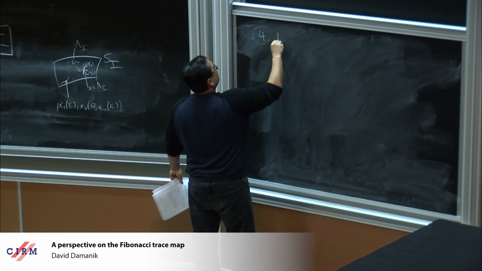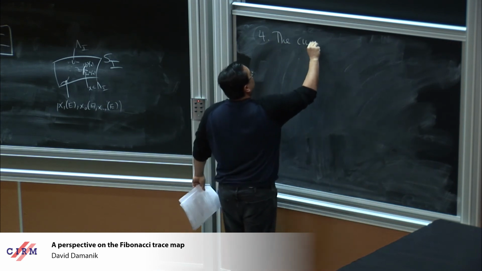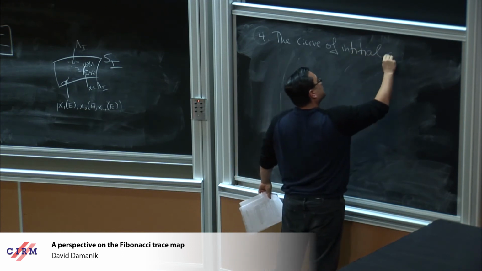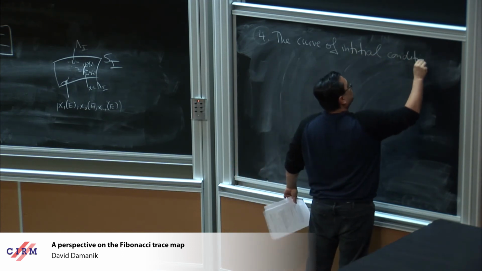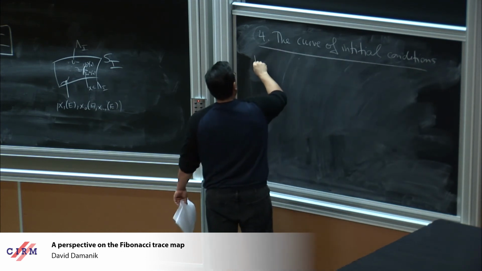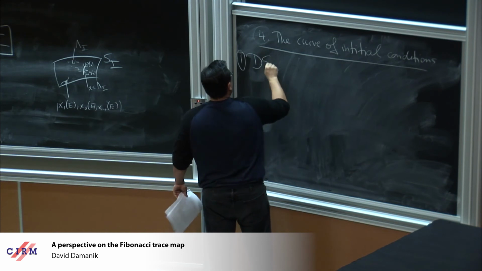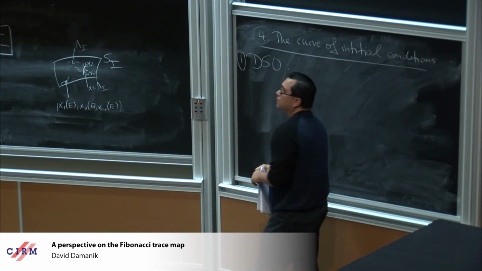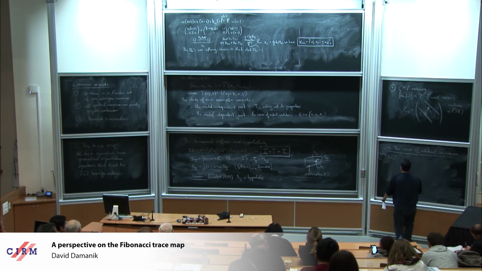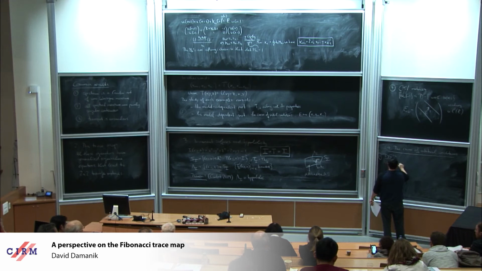This is part 4, the curve of initial conditions. Okay, so discrete Schrödinger operators: discrete Laplace plus multiplication by V omega. The curve of initial conditions here is the following. In principle, your spectral parameter lies in R.